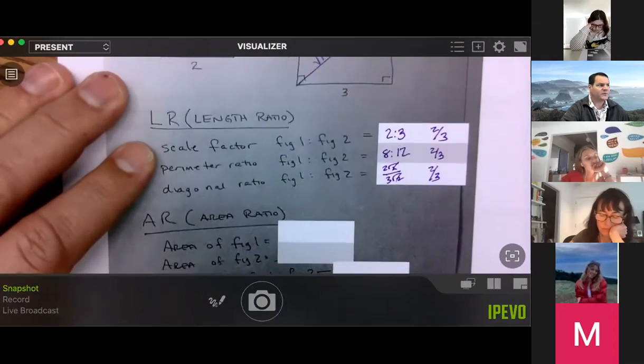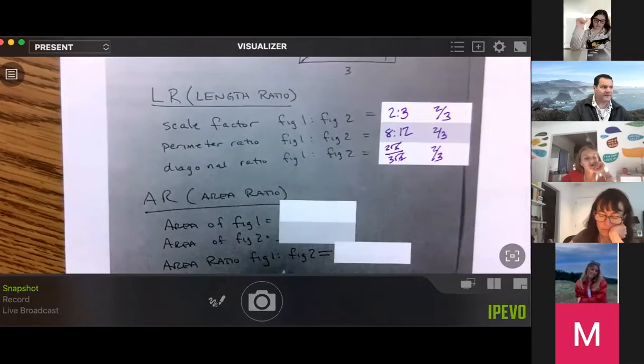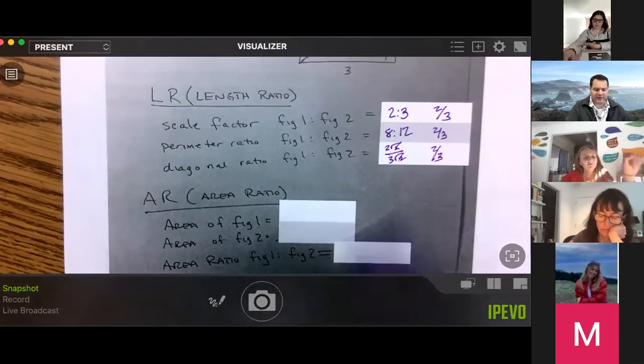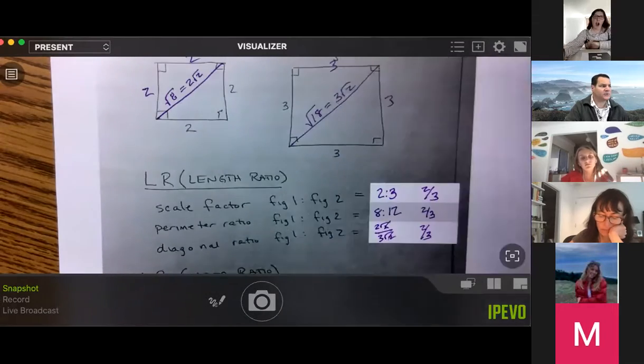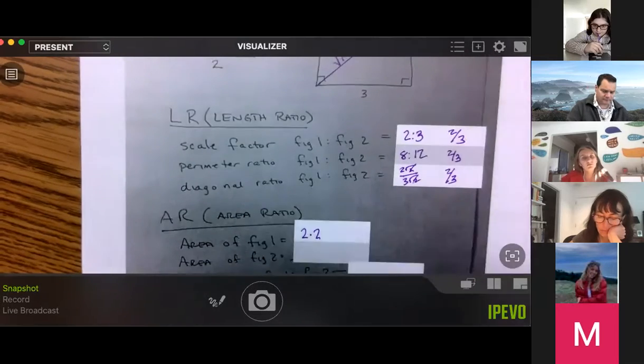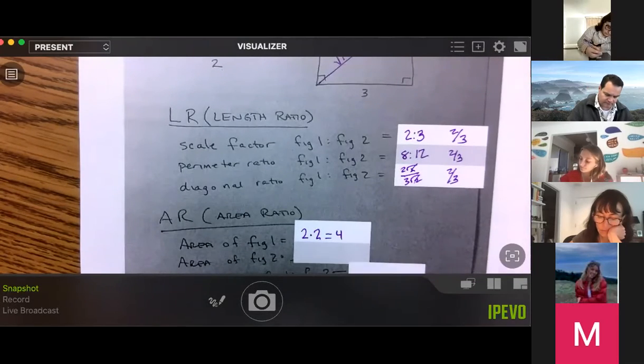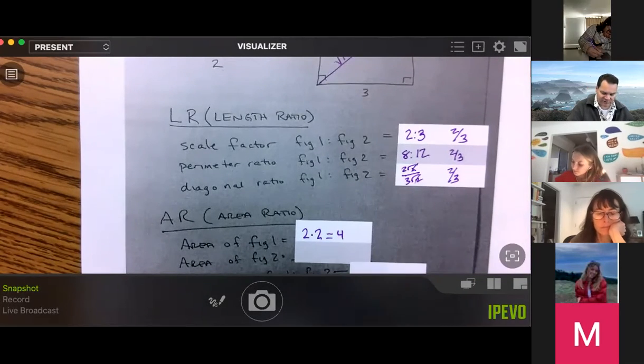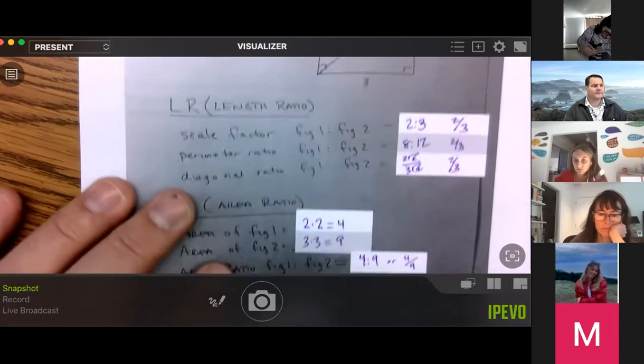However, what happens with the areas? If I want to find the area of figure 1, it's a square. So that means I just need to do length times width. 2 times 2 is 4. And if I wanted the same with figure 2, it's going to be 3 times 3, which is 9. And that's going to give me a ratio of 4 to 9, or 4 over 9.